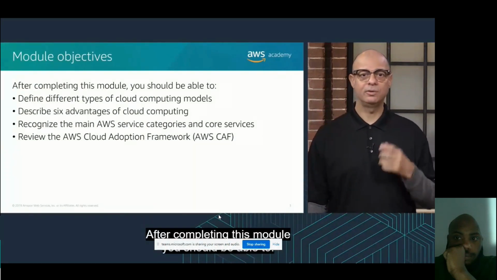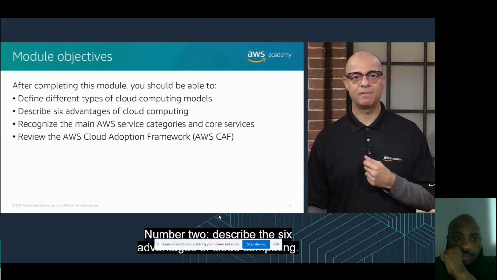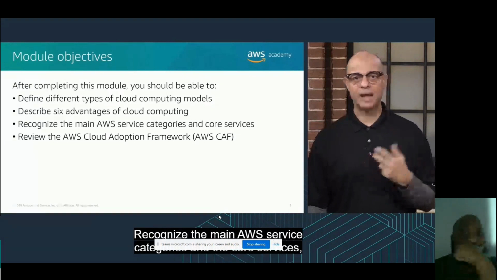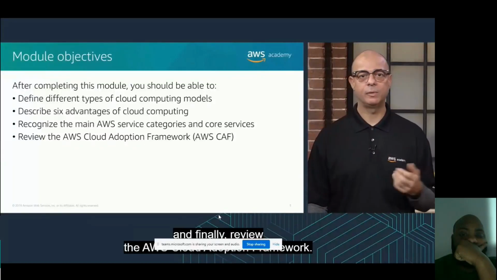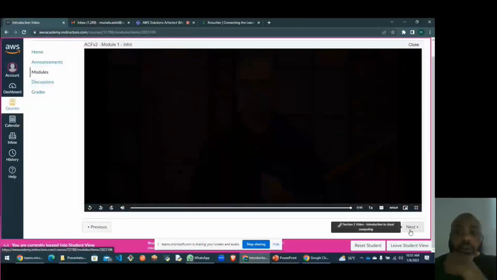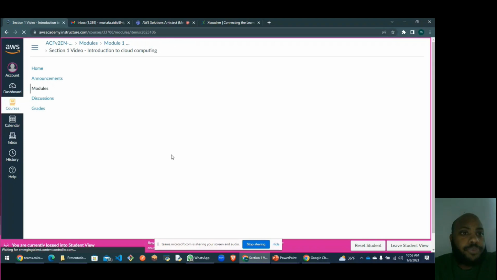After completing this module, you should be able to, number one, define the different types of cloud computing. Number two, describe the 6 advantages of cloud computing. Recognize the main AWS service categories and the core services. And finally, review the AWS Cloud Adoption Framework. We're ready. Let's get started. All right, so that was the introduction, and now you have a quick idea of what to expect in this module.